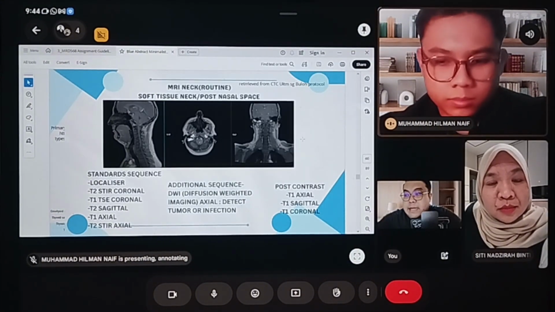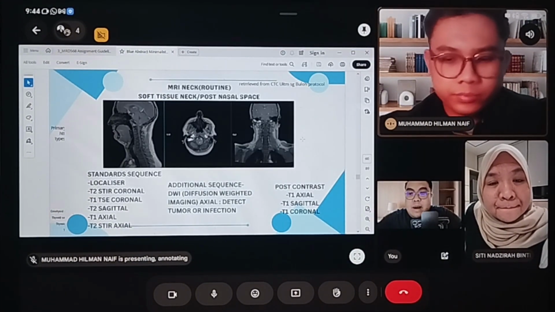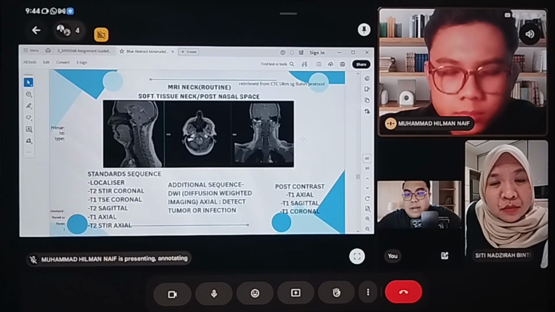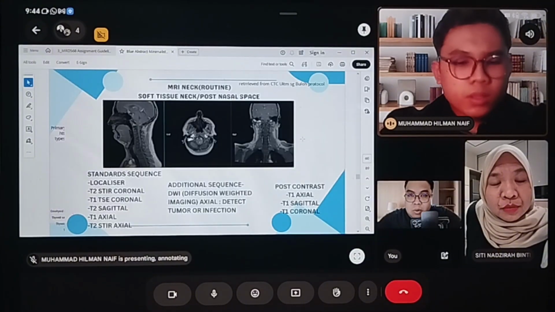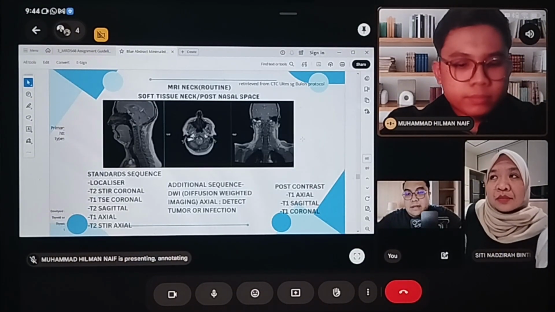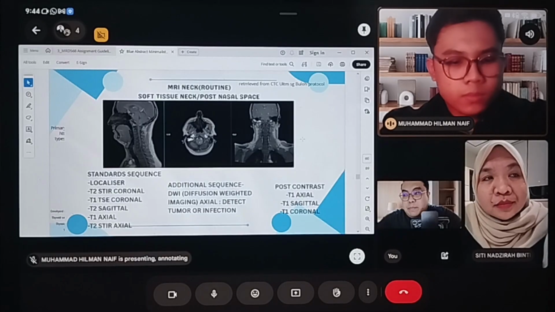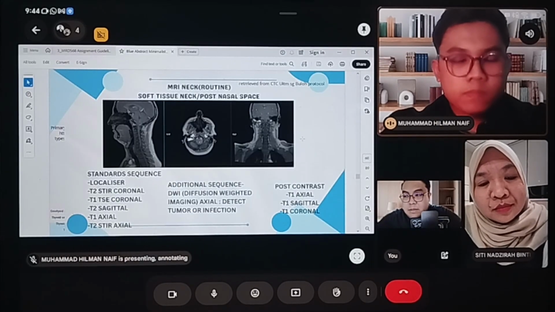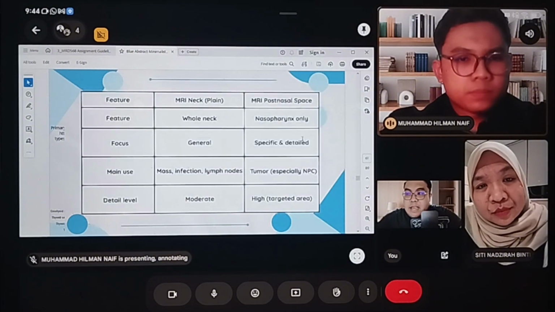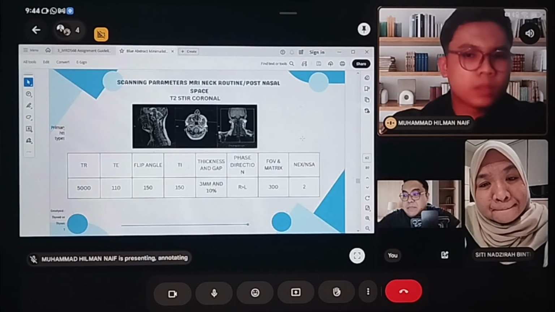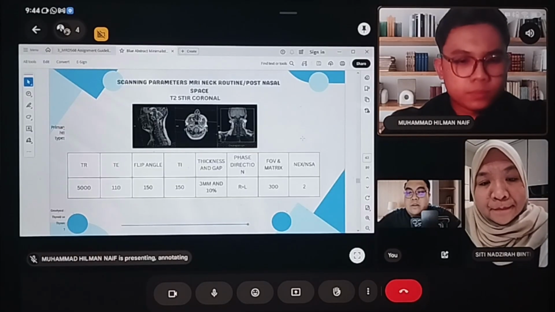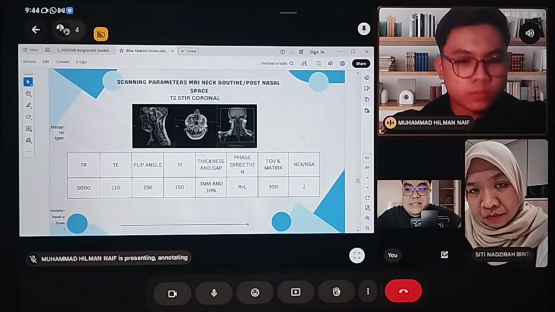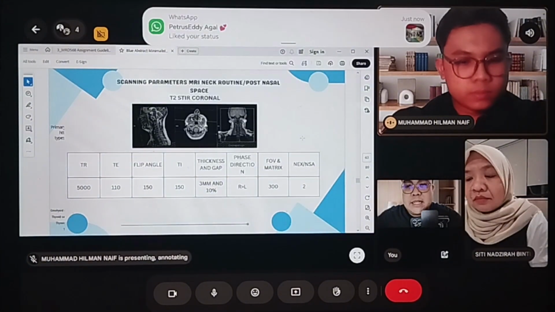I will explain the rationales of the protocols that have been used, such as why TR is short, why TE is long, and also post contrast. I will explain also the parameters TR, TE, TI, flip angle, FOV, and also the matrix. And I will explain also why that scanning is used for that sequence. This is most important.